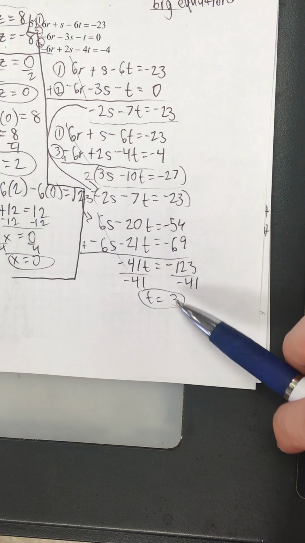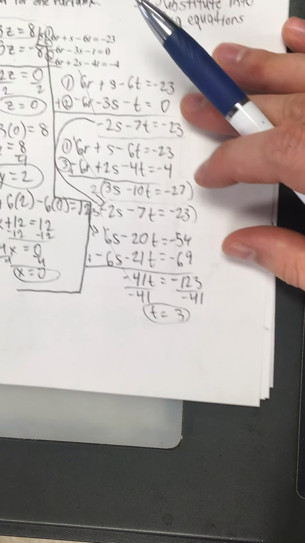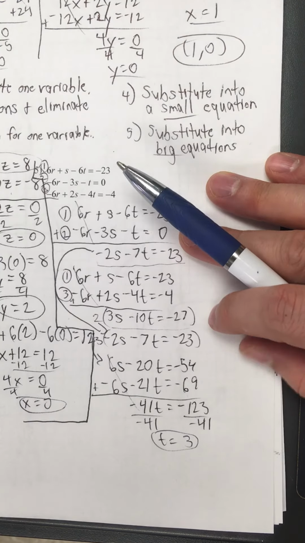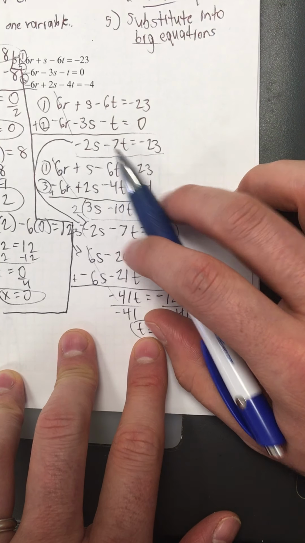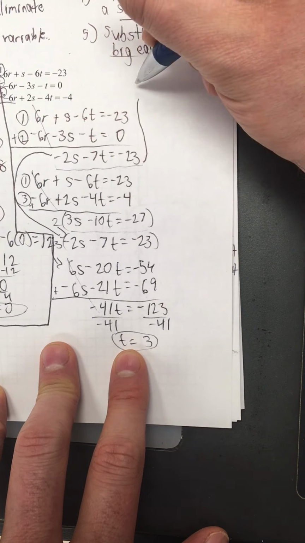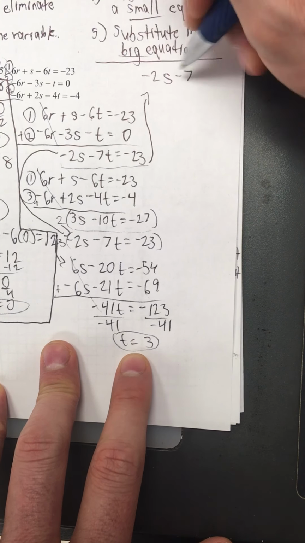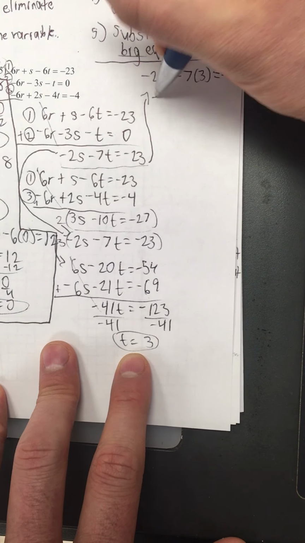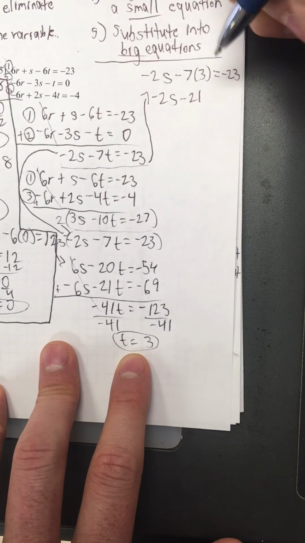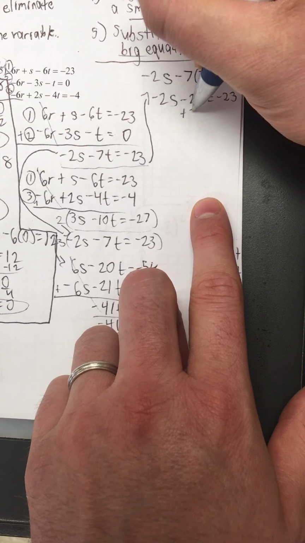Once I know that, I've done steps 1, 2, and 3. Step 4, should I plug that now into one of the big equations? No. What's step 4? Substitute it into one of the small equations. Go back to any of these little equations we found, and plug in that 3 for t. So let's use this little equation right here. I'll just bring it up here where I have some room to work. So I have negative 2s minus 7t, so 7 times 3, equal to negative 23. Now let's solve that. Negative 2s minus 21 equals negative 23. Let's solve for s. Add the 21.